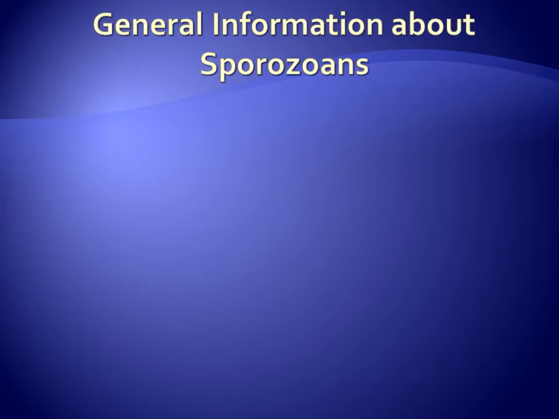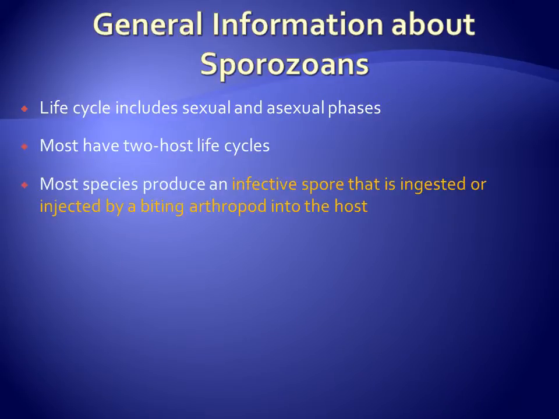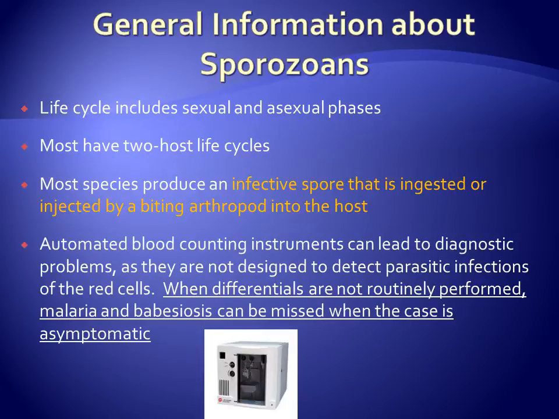So let's go back to our original terminology and just think of them as sporozoans. Sporozoans have a life cycle that includes both sexual and asexual phases. Typically, they have two hosts in their life cycle. They produce an infective spore that is ingested or injected, typically by a biting arthropod.